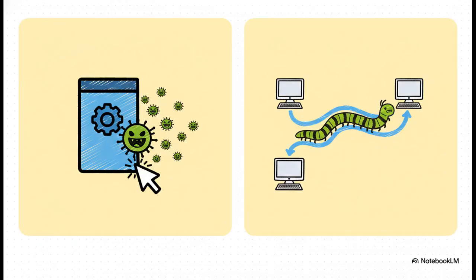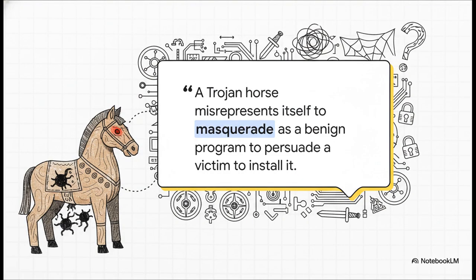Okay, so let's get the two classics straight. A virus versus a worm. The key difference is this. A virus is like its biological counterpart. It needs a host. It has to latch onto a program or a file to survive, and it only spreads when you actually run that infected file. A worm, on the other hand, it's a standalone program. It can travel across networks all by itself, looking for holes to sneak through. No human help needed. And then you have the Trojan.